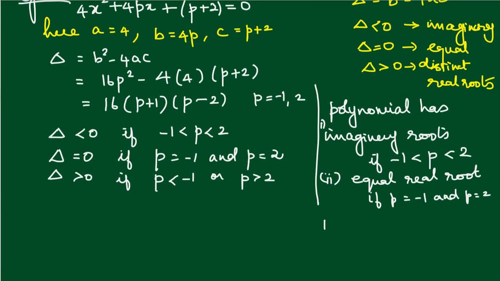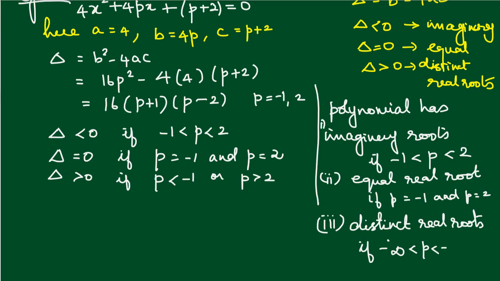And the given polynomial has distinct real roots if minus infinity is less than p less than minus 1 and p is greater than 2, which can be written as 2 less than p less than infinity. This implies that p is less than minus 1 and p is greater than 2.